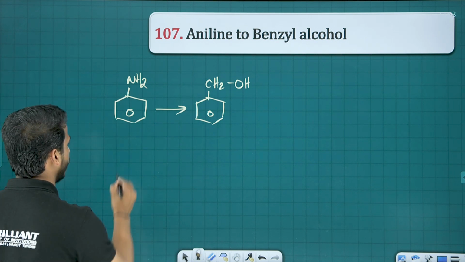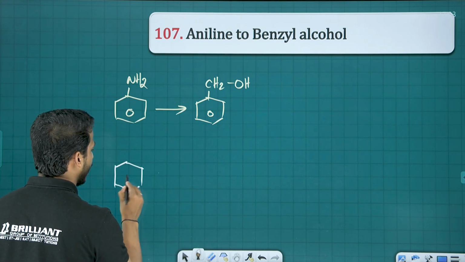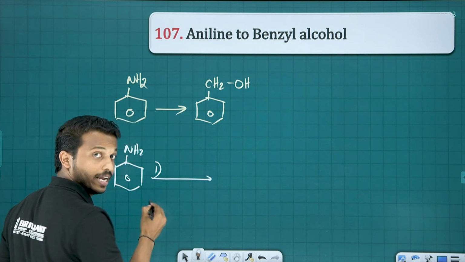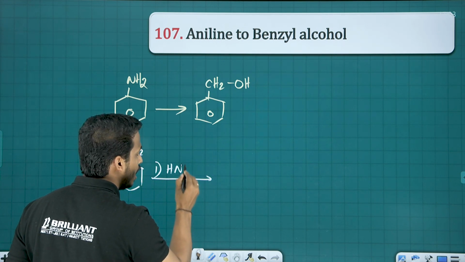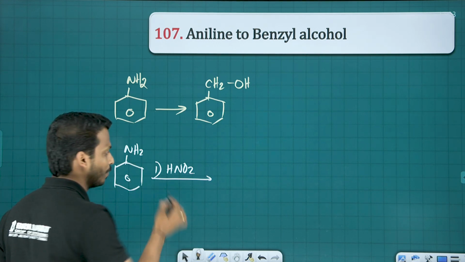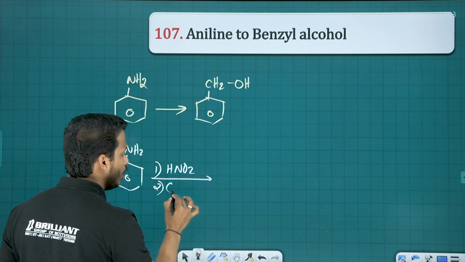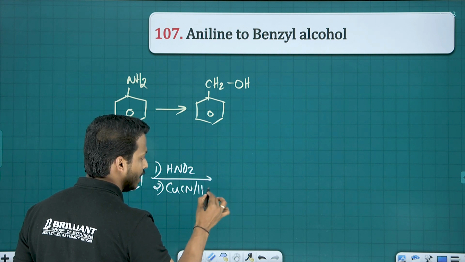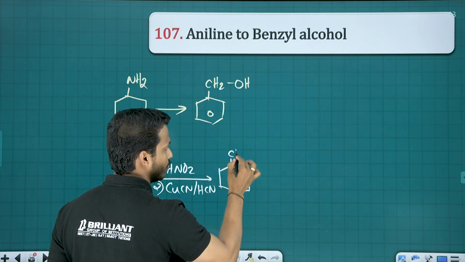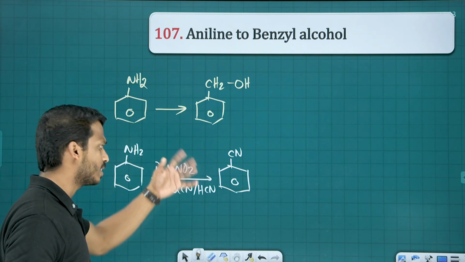How is it possible? Let us bring cyanide, no issue. Aniline, first of all, on diazotization. What is diazotization? HNO2 at 0 to 5 degrees. NH2 becomes N2Cl. Second, we are treating with CuCN along with HCN. What happened? That becomes cyanobenzene, right? Cyanide comes. Sandmeyer reaction, right?